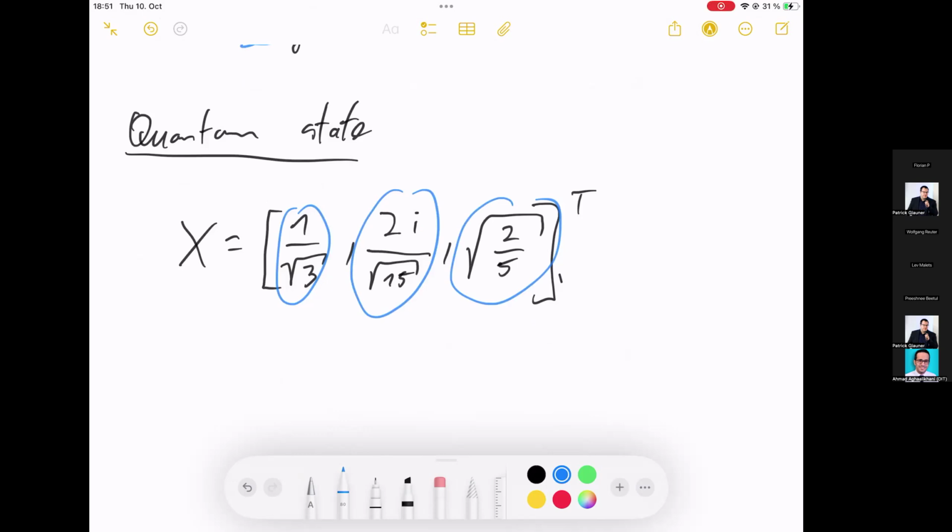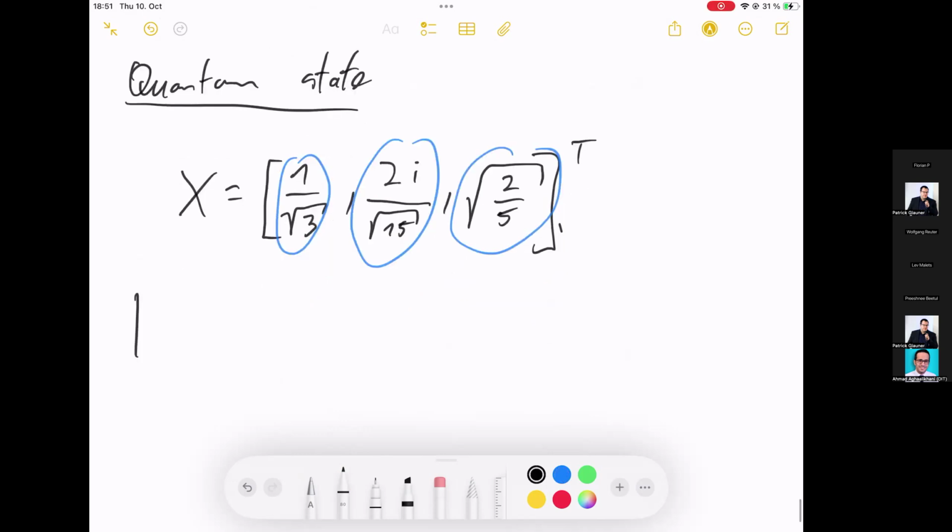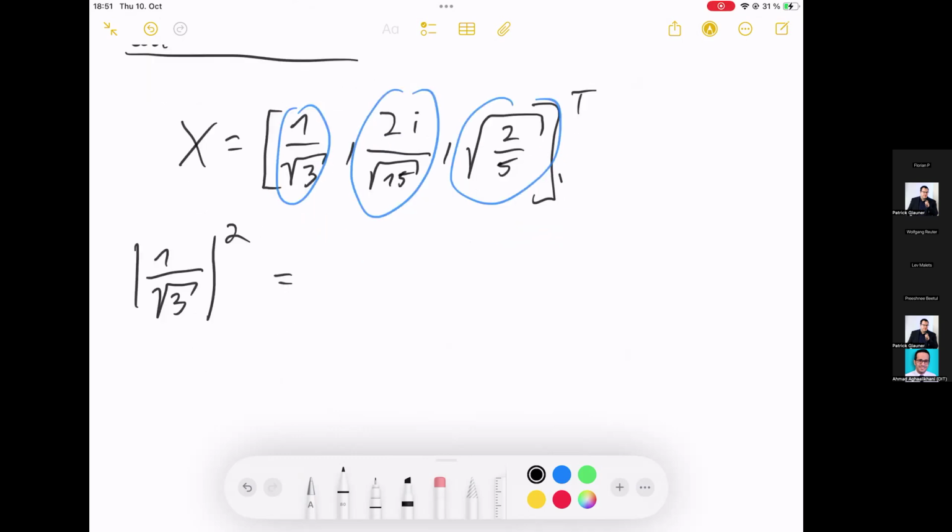You now have a task. I want to know from you, what's the modulus squared of 1 divided by the square root of 3? Once you have done this, we need the modulus squared of 2i divided by square root of 15. We got the right answer. It's 1/3. What's the next one? The modulus squared of 2i divided by the square root of 15.